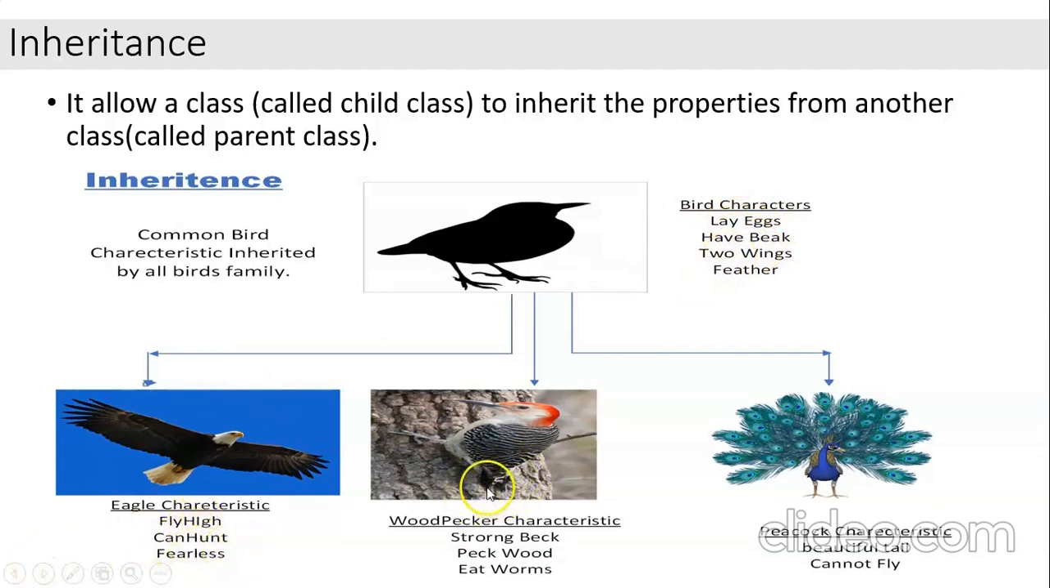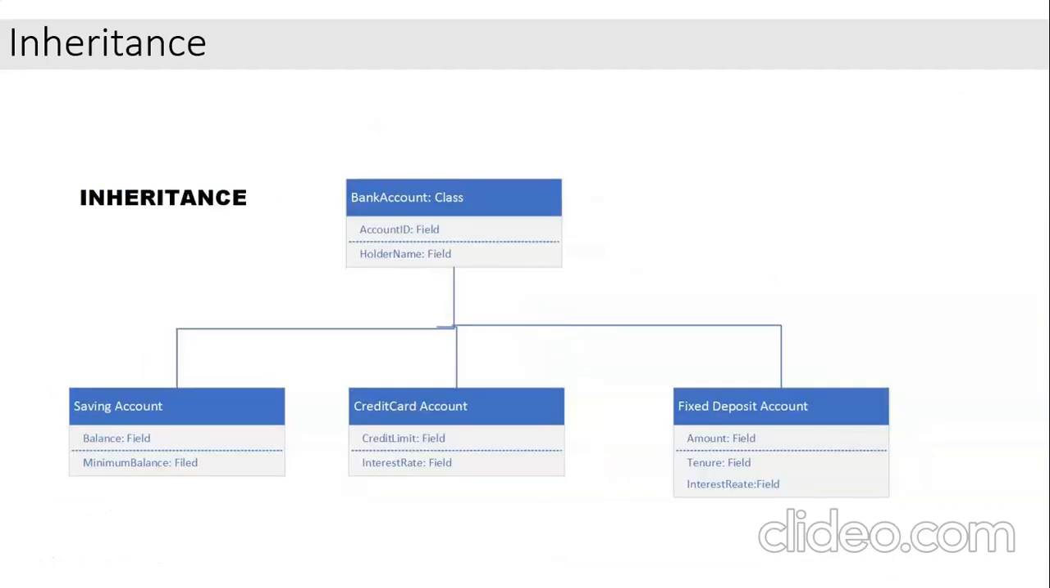Similarly, the woodpecker has all these four properties, and it has its own properties like its beak, wood, eating worms. The same can be said about the peacock. So all these three birds have the common bird characteristics plus their own properties. So I can say all these, eagle or woodpecker or peacock, inherit the common bird properties from the bird class. So let's look at a real life example of inheritance.